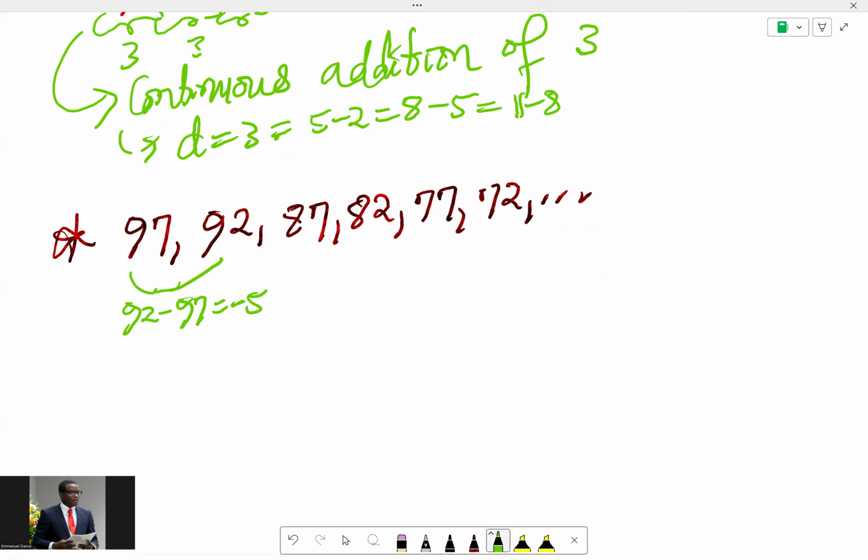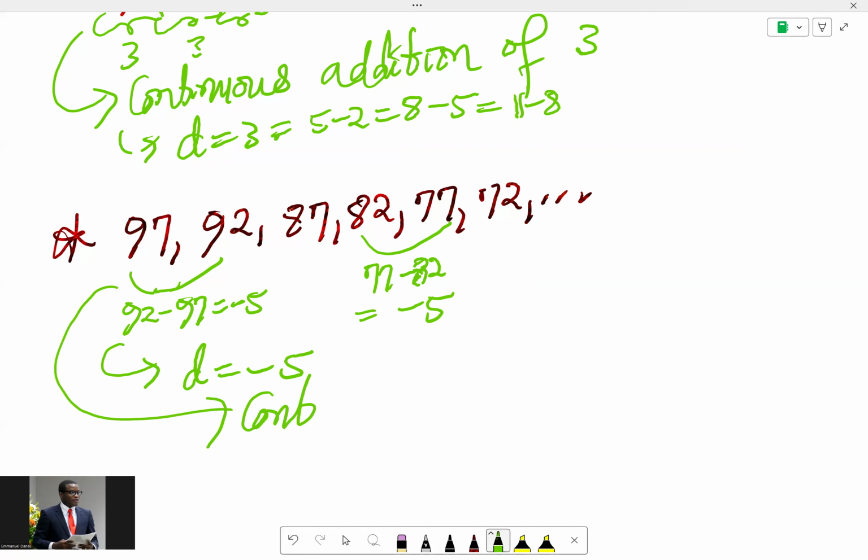You can do any pair, just pick any pair. Here it's 77 minus 82. So you have to pick the number ahead minus the number before. So that's minus 5. The common difference here is minus 5. So this is continuous subtraction of 5, and continuous subtraction of 5 will give us a negative common difference, that's minus 5.